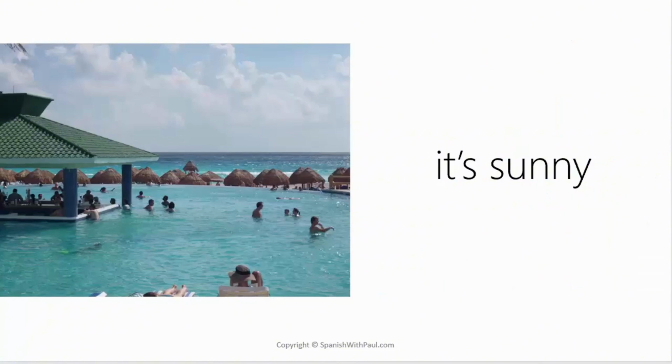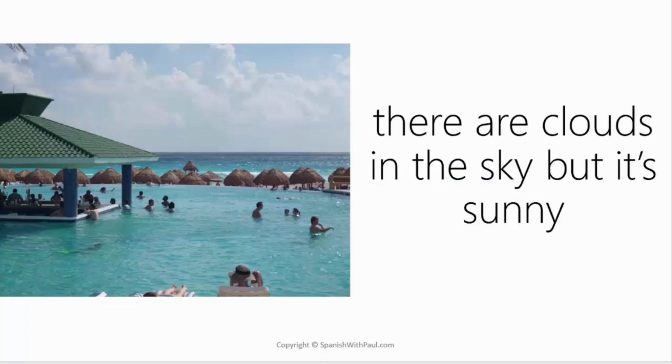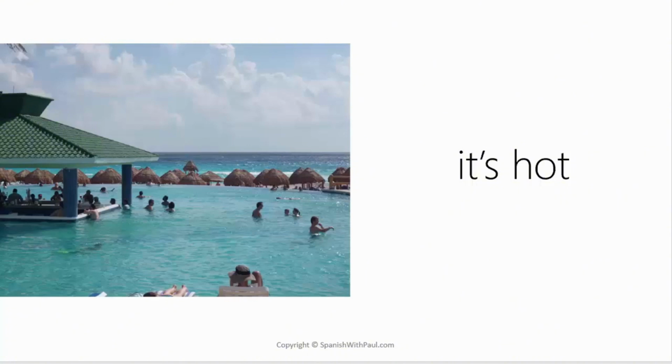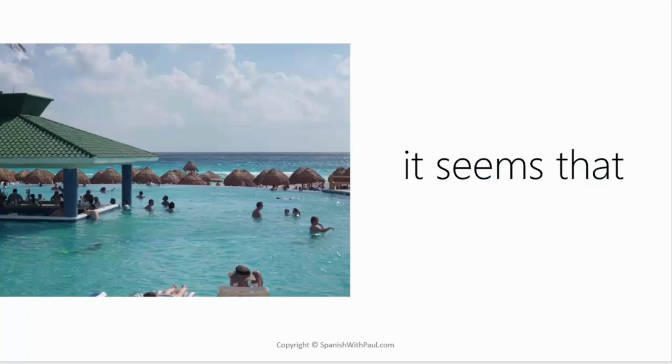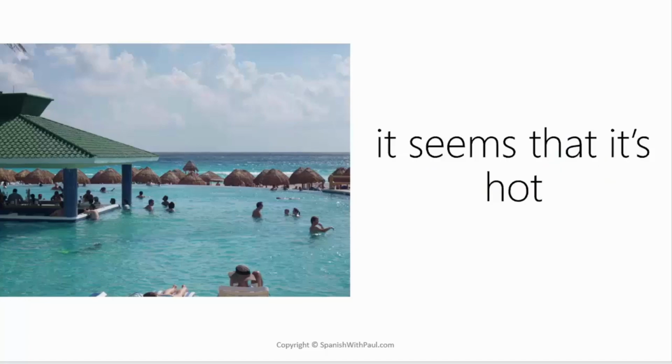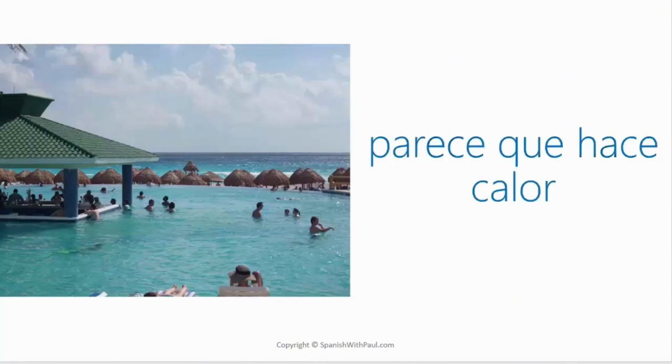How would you say it's sunny? Hace sol. There are clouds in the sky, but it's sunny. Hay nubes en el cielo, pero hace sol. What about it's hot? Hace calor. To express it seems that or it appears that, in Spanish you will say parece que. Parece que. It seems that it's hot. Parece que hace calor.